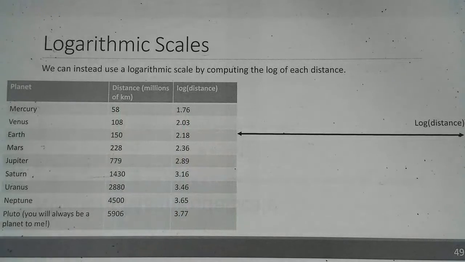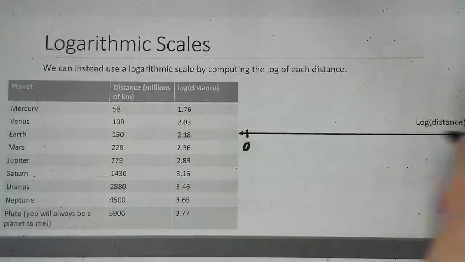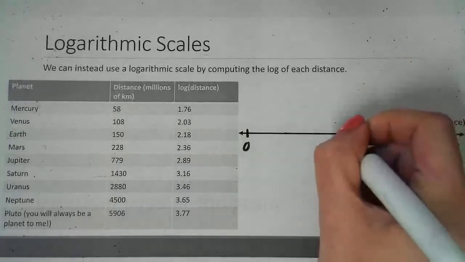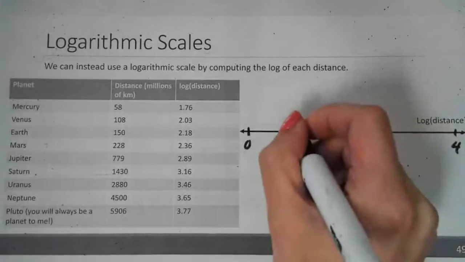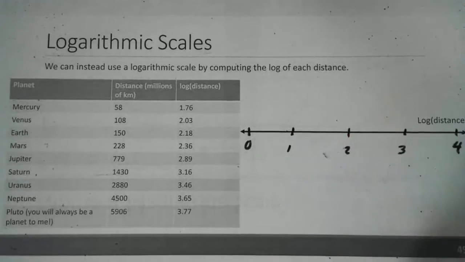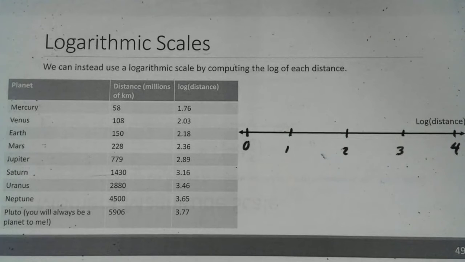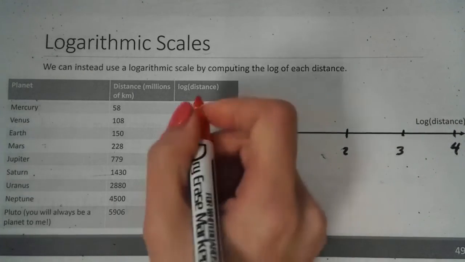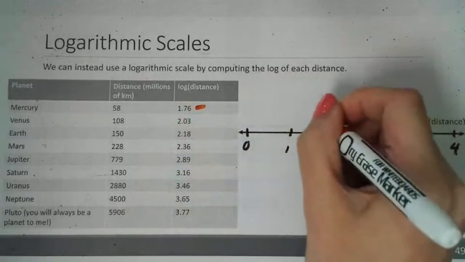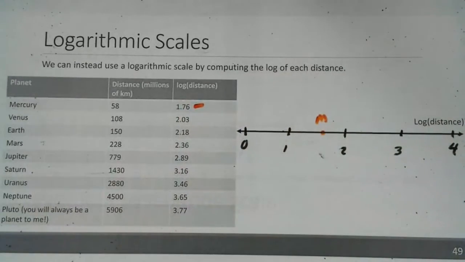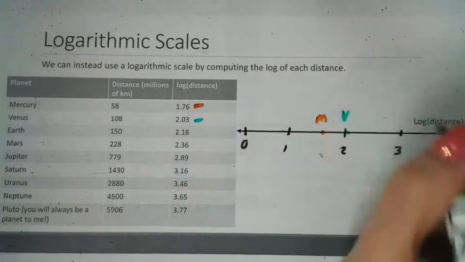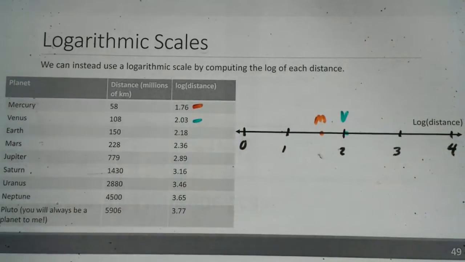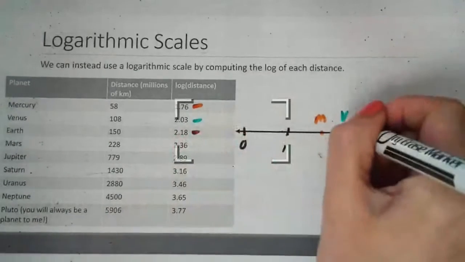And I'll just go from 0 to 4 just to be safe. If we put 0 here and 4 here, that'll put 2 in the middle. That's almost middle-ish. There we go. And 1 in the middle on this side, 3 in the middle on this side. If we now graph those planets again, you'll see that they're a lot more spread out and the graph will be easier to read. So Mercury is at 1.76. We have Venus at 2.03. We have Earth at 2.18.